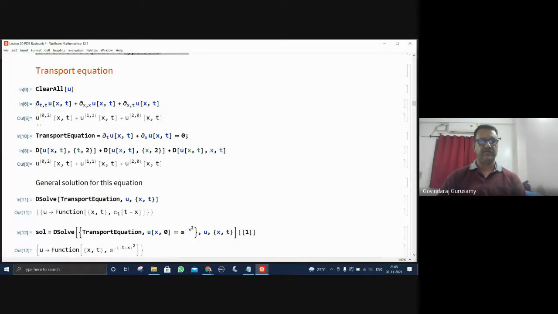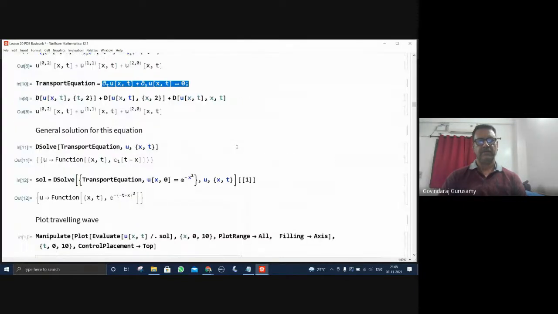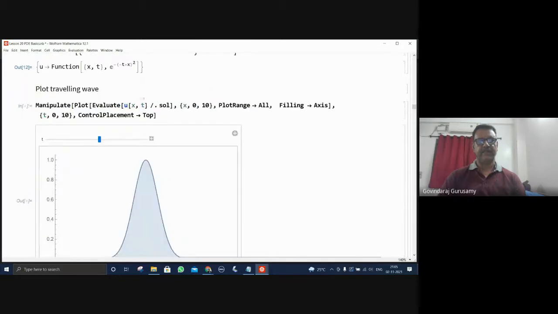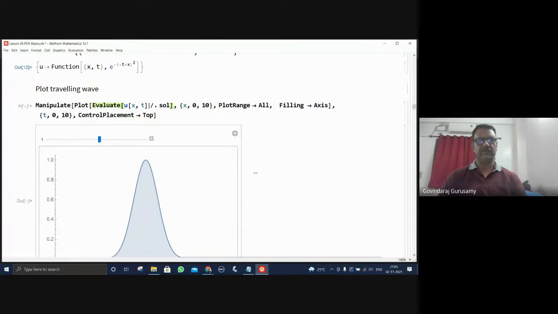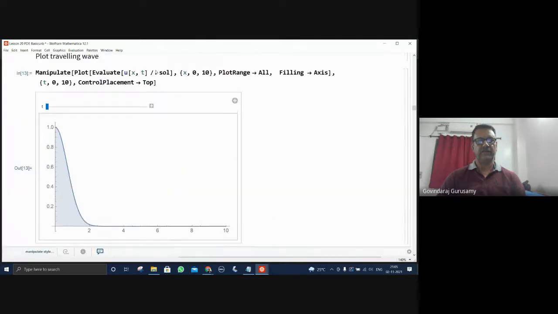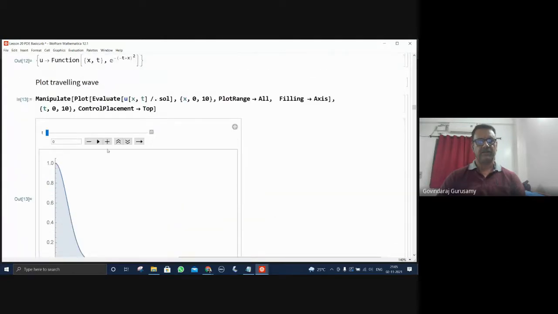Where is the transport equation? That will become 0. And it must be true for any function which you are going to use, that should satisfy. Okay, let's have this e power minus x square type behavior, which is like a Gaussian function, and this Gaussian is consistently moving with respect to the time variable. Okay, let's see. This is what the solution is.